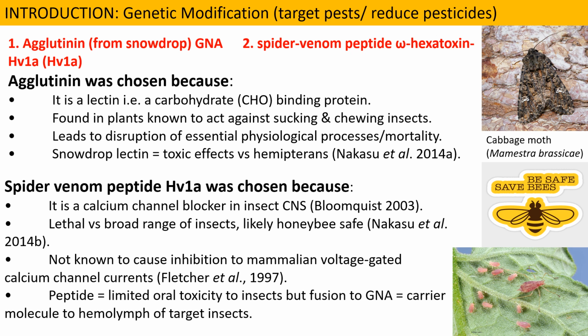The spider venom was chosen because it is a calcium channel blocker in the insect central nervous system. It is lethal to a broad range of insects, but studies show it is likely honeybee safe. Importantly, it is not known to cause inhibition to mammalian voltage-gated calcium channel currents. The peptide is of limited oral toxicity to insects, but fusion to GNA means it's a carrier molecule to the insect hemolymph of target insects.